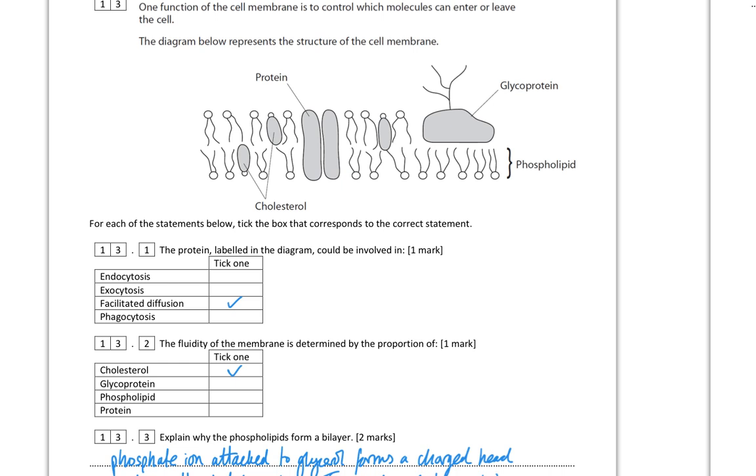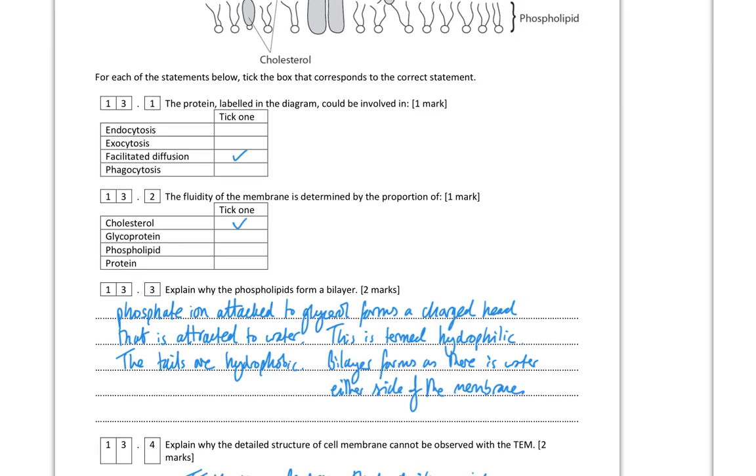13.1, it can't be endo or exocytosis, because that's vesicles fusing. Nor is phagocytosis, so it has to be facilitated. Yeah, and cholesterol does control the fluidity of the membrane. So just facts. Why does it form a bilayer? Again, hopefully you said about hydrophobic, hydrophilic. I have as well, but yeah, you have to get to the fact that there's water on both sides. Therefore, the charged heads always face outwards.